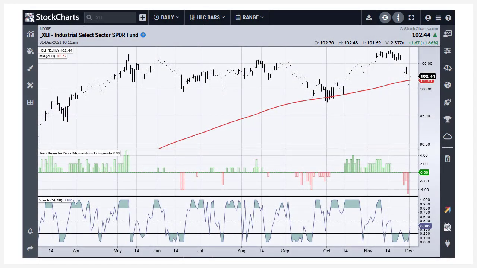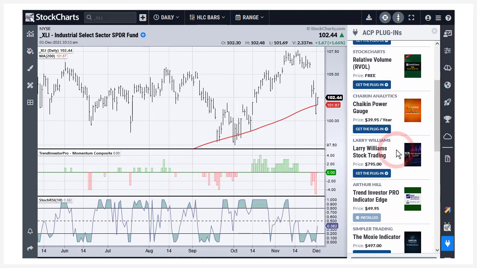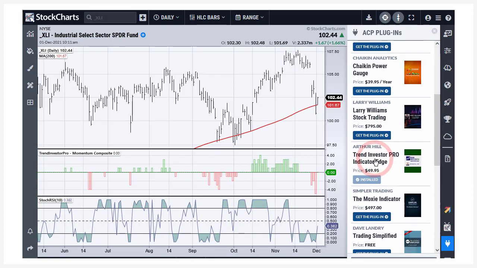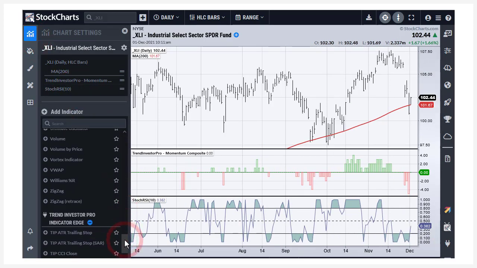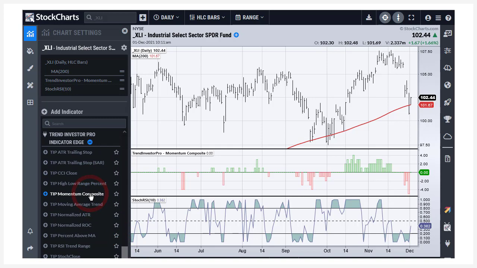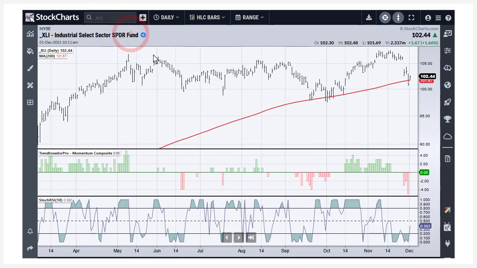So one of the indicators, or the main indicator that I'm using to identify short-term oversold conditions in a bigger uptrend is the momentum composite. And this is part of the Trend Investor Pro Indicator Edge plugin. If you go down to the bottom right of the StockCharts ACP page, you see plugins, and you click on plugins, and there you can find out more about the Trend Investor Pro Indicator Edge plugin. There are 11 indicators available. So over on the left, I went down and I've got the momentum composite selected here. And I've also got Stochastic RSI, and these work in tandem.